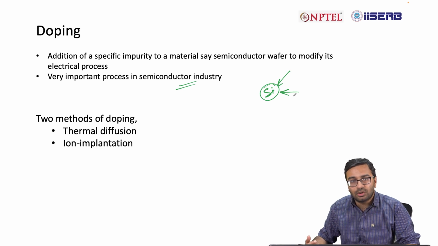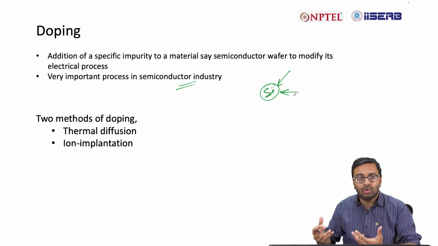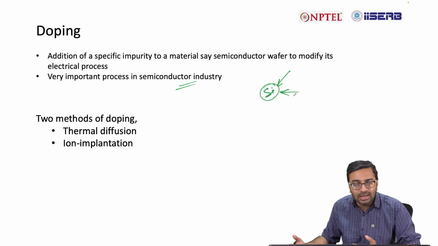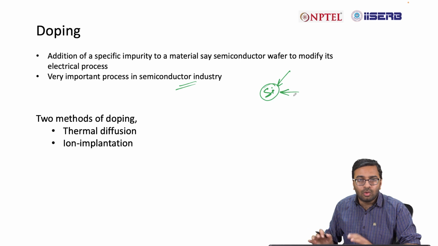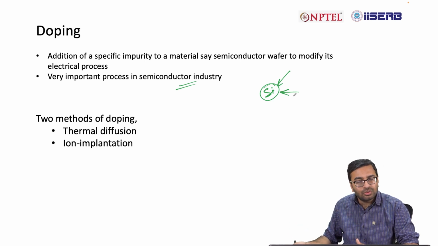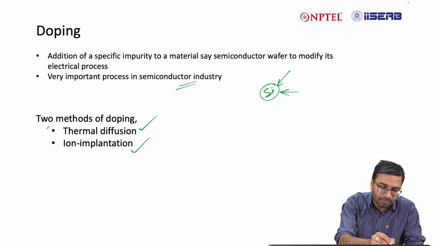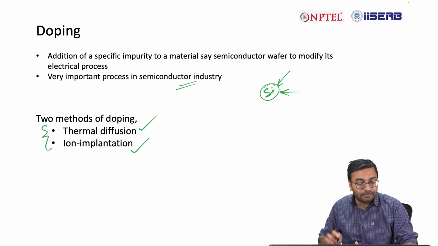For example, in MOSFET also, you need to create source and drain area, which is a doped semiconductor, N plus or P plus, either highly N type or highly P type. Based on that, you choose which material to dope in that semiconductor material. There are two methods to dope a material. One is thermal diffusion, another one is ion implantation. These are the widely used methods for doping.